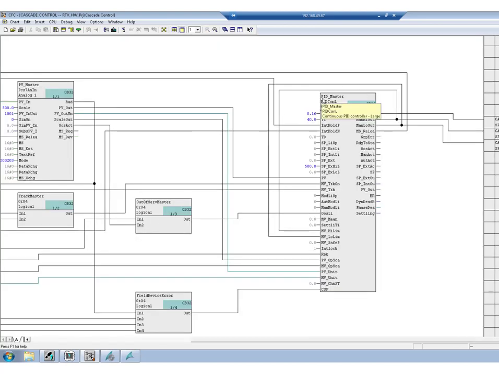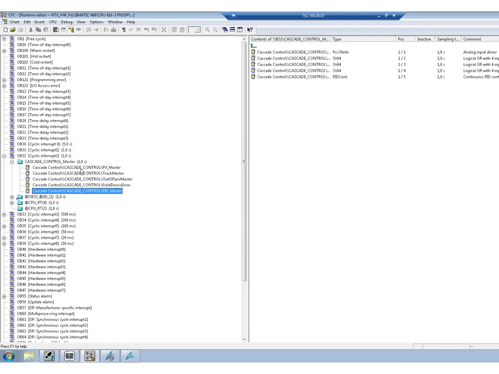This is this master PID controller. It is running in a cycle OB32. OB stands for organization block, and in the hardware configuration we had defined the cycle time of OB32 at 1 second. So this master PID controller runs every second.